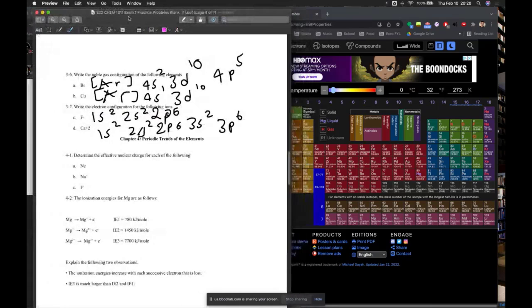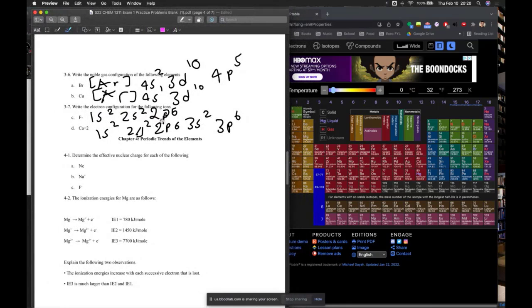Determine the effective nuclear charge for each of the following. So we just apply that formula that we know. We just take our Z minus S, so our atomic number minus the inner core electrons. The core for Ne would just be 2, so 10 minus 2, 8, positive 8. Na plus would be 11 minus 2 this time, plus 9. And then we have F minus, which is also 9 minus 2.